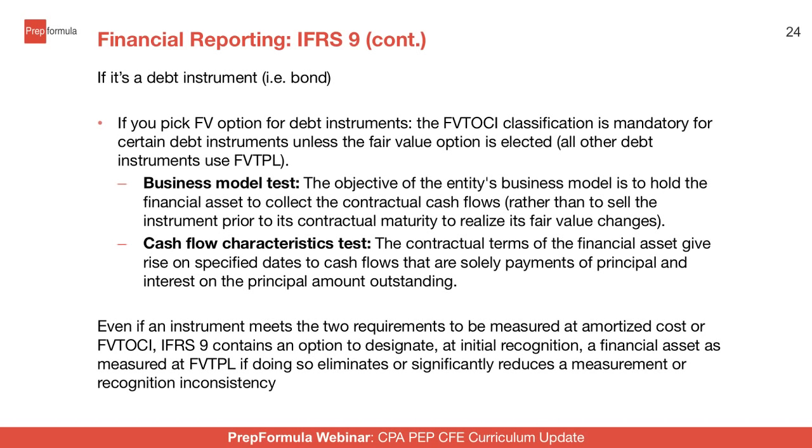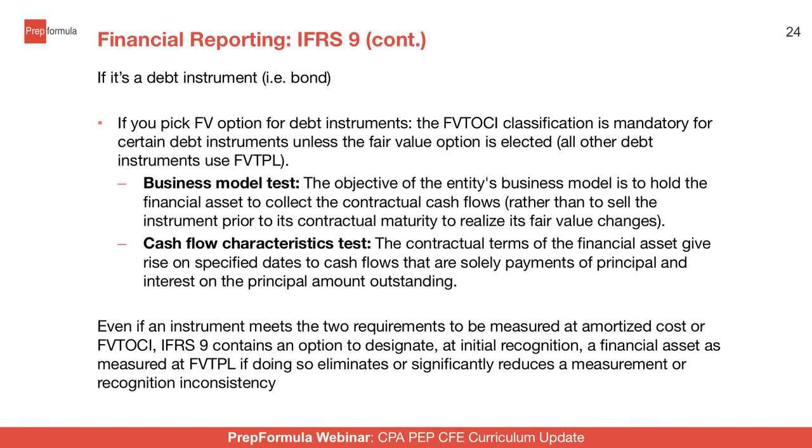Now, there's some more information about debt instruments, like a bond. If you pick the fair value option for debt instruments, the OCI classification is mandatory unless the fair value option is elected. So in general, you go after the OCI route and not really the fair value route. And you can do this assuming that you meet this test. You meet the business model test, where the objective of the entity's business model is to hold the financial asset and collect the contractual cash flows rather than to make quick gains.